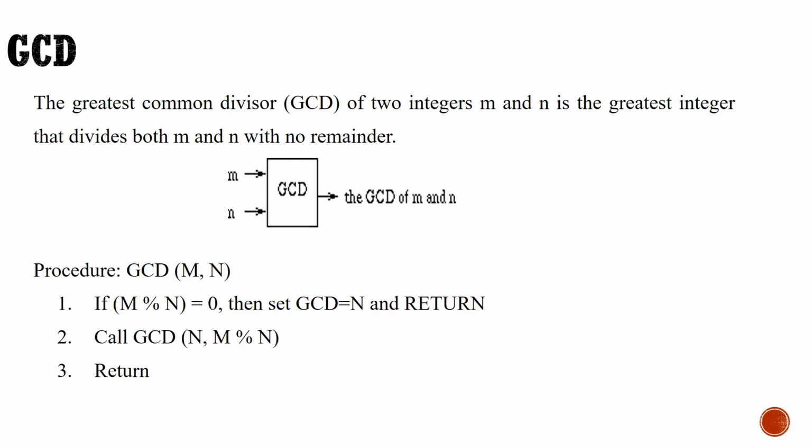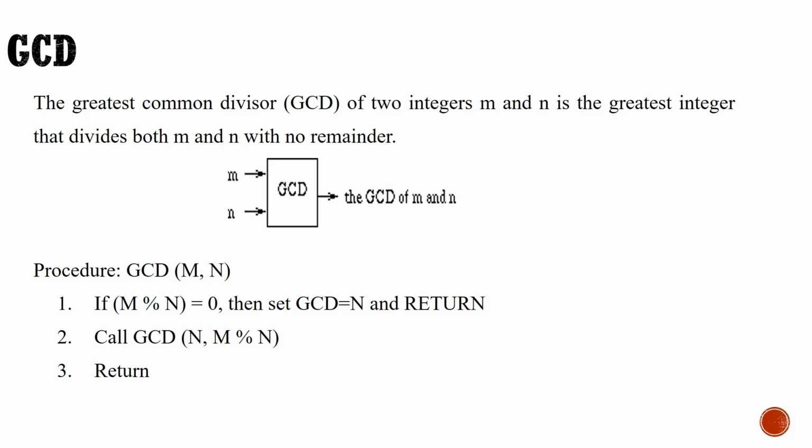If we have not reached the base point, then we go to the second step, wherein we call the GCD again. That is, it is a recursive call, for the new values: in place of m, n will come, and in place of n, m modulus n will come. Now let us take our example and try to solve it.